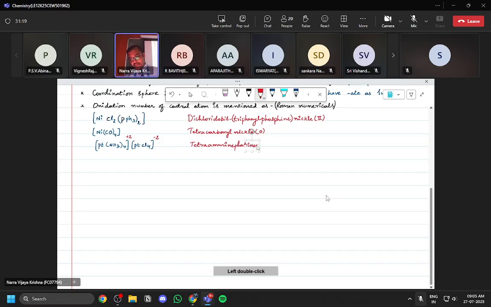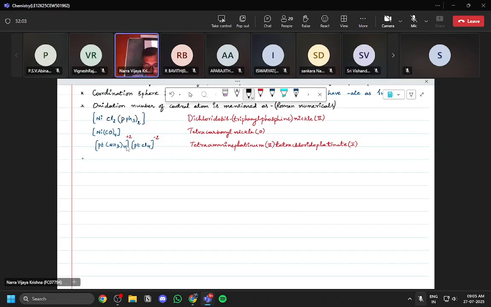platinum 2, the cationic part is over. Now the anionic part. Tetrachlorido. Now I have to write platinate 2. Any questions in this? Tetraammine platinum 2. Here also the oxidation number of platinum is +2. So tetrachlorido platinate 2. Any question do you have?